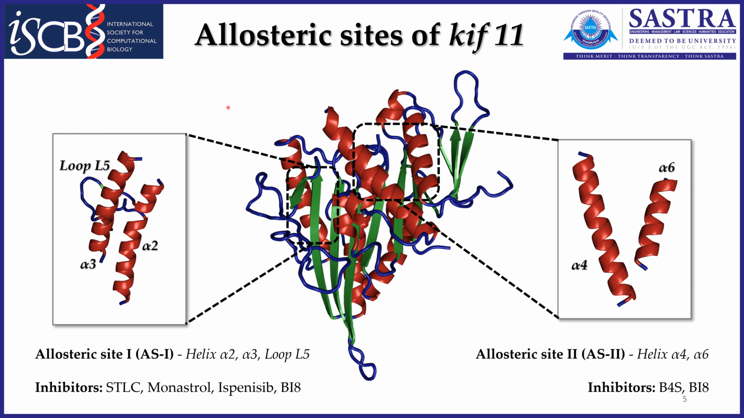The allosteric site 1 of GIF11 is made up of loop L5, alpha 3 and alpha 2, and it is the most frequently targeted.